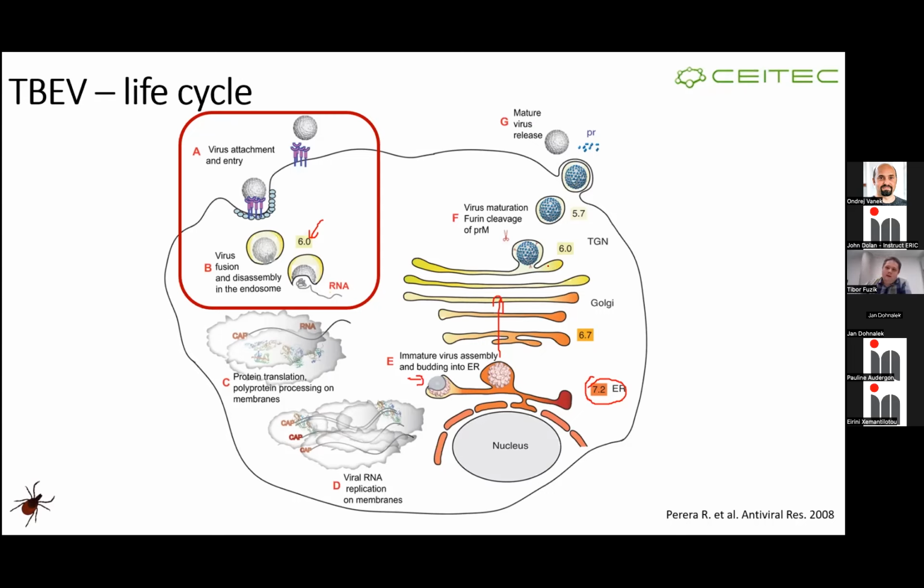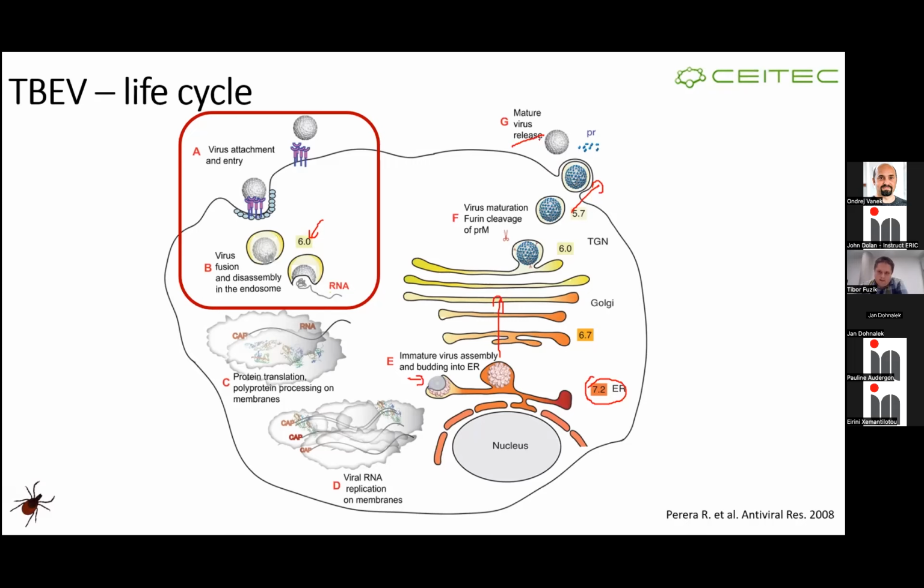And this immature form is maturated by a cleavage of the PRM protein, which is covering the E protein of the particle and preventing the fusion. And later, when the particle buds out from the cell, the PRM protein dissociates from the particle and forms a mature virus.